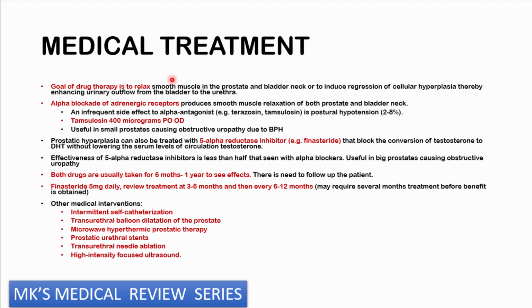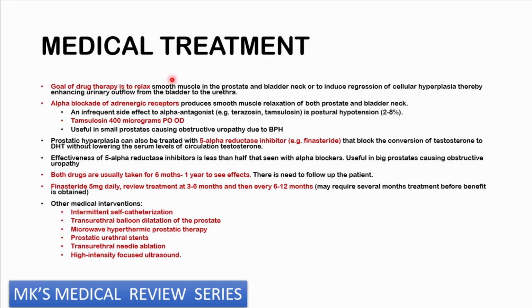adrenergic receptors that are going to be producing smooth muscle relaxation of the prostate and the bladder neck. And one of the side effects of these drugs, such as terazosin and tamsulosin, is postural hypotension. So when the patient actually stands up, they may actually feel hypotensive. They may actually even pass out. This is common in 2 to 8% of patients. So tamsulosin 400 micrograms orally once a day can be given, and it's useful in small prostates that are causing obstructive uropathy, which is due to BPH.